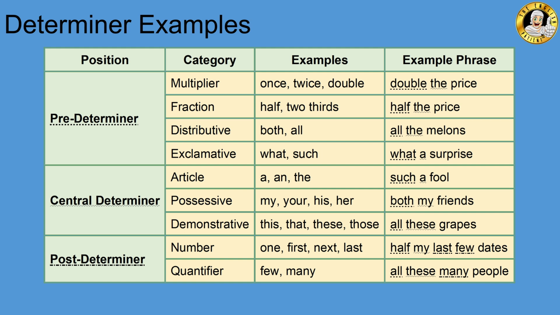For the example here, such a fool. So one of many fools, such a fool. Also possessives can be here as well. So my, your, his, her, our. Both my friends. So it belongs to me.